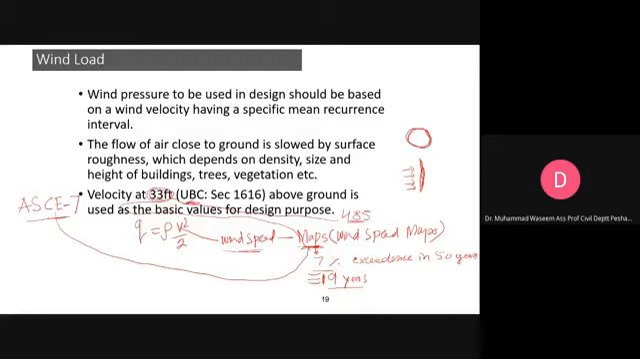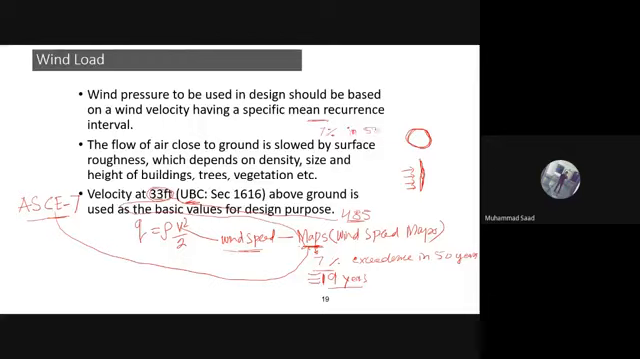What this slide is showing is that the wind pressure which we use in design should be based on wind velocity having a specific recurrence period. What is that recurrence period? 7%. A 7% chance of occurrence. And why do we consider a 7% chance in 50 years? Why 50 years? Anybody from the class?